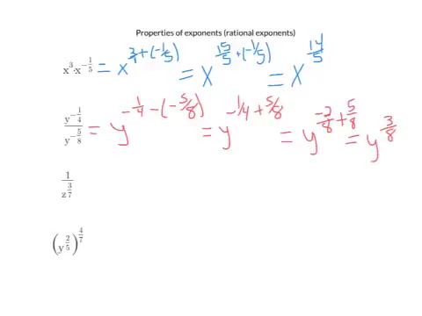In our next example, we basically have 1 over z to the 3/7, and we know that if we move that z to the top, it becomes z to the negative 3/7 power.